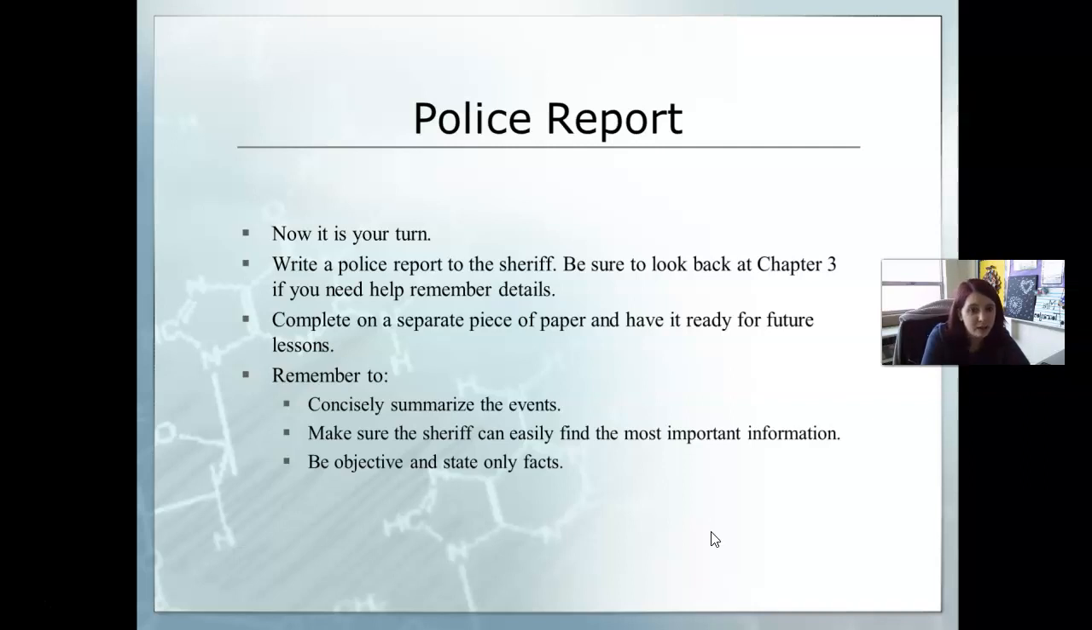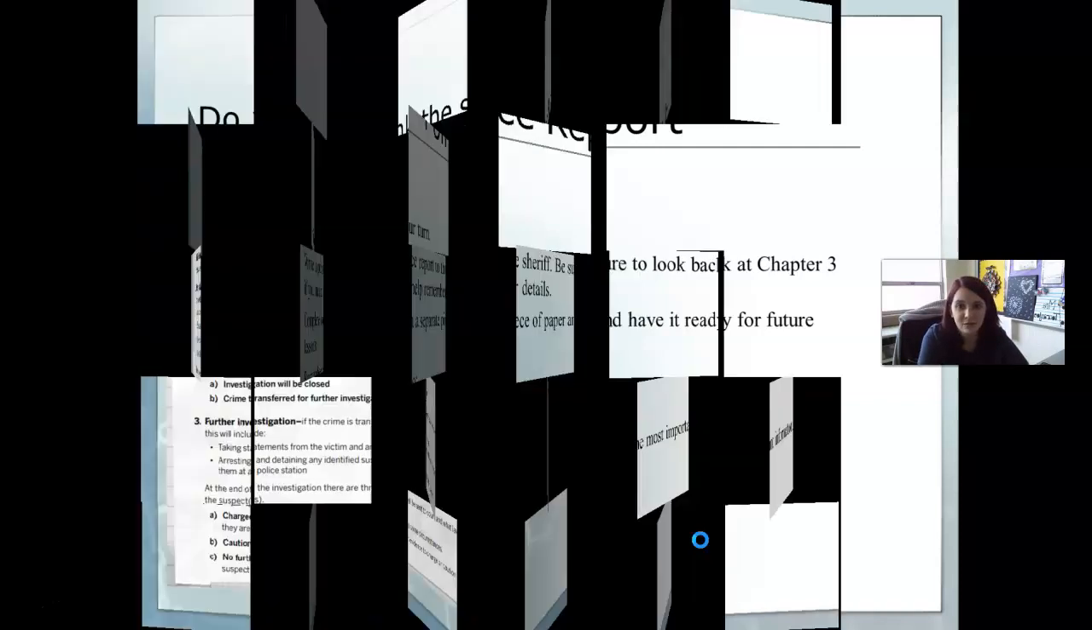Do not give your opinion of who you think might have stolen the fossil or if the fossil was even stolen. That's subjective. That's not objective. We want you to have the facts.